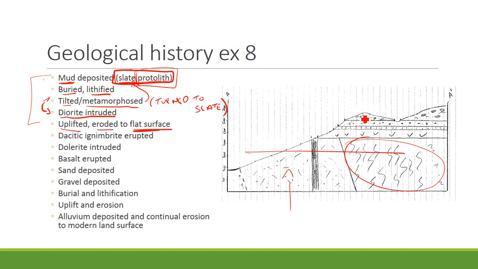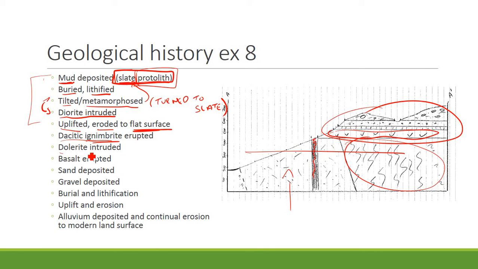top of that you've deposited these units here, these flat-lying units. So you've erupted a dacitic ignimbrite. This is a volcanic rock. We'll talk a little bit about ignimbrites in my volcanics lecture next week. You've had the intrusion of the dolerite. Now this dolerite has intruded. It cross-cuts this unit only, the dacitic ignimbrite. It doesn't actually cross-cut any of the other units on your map.